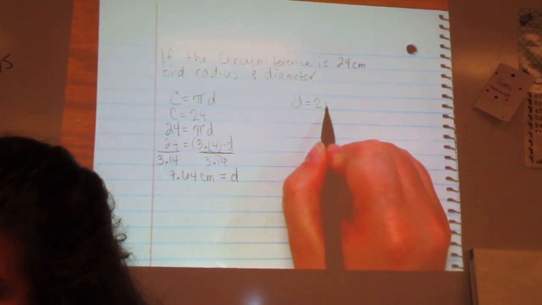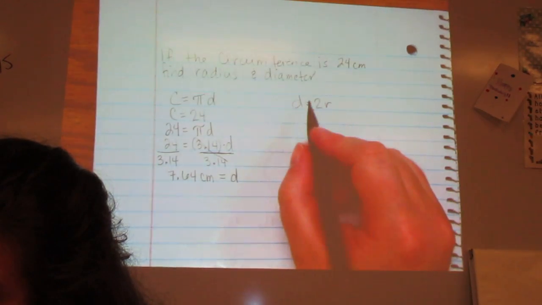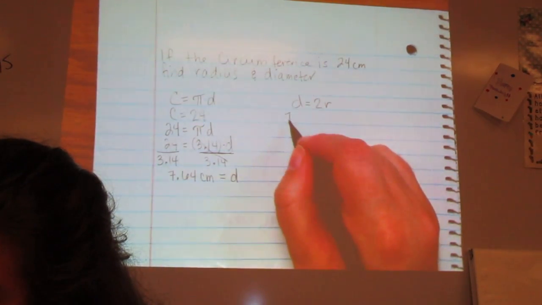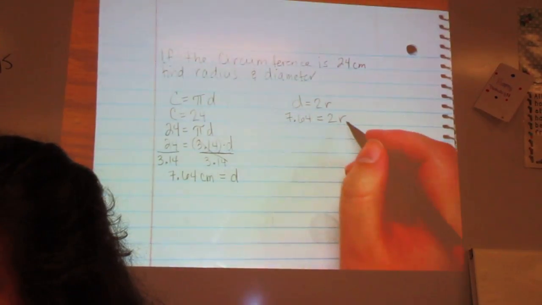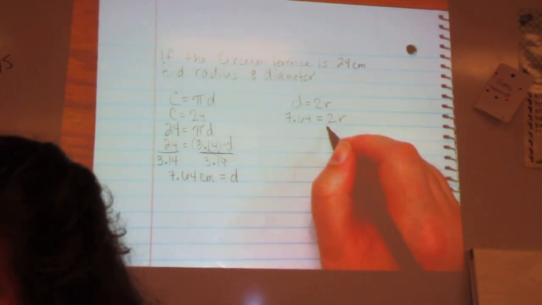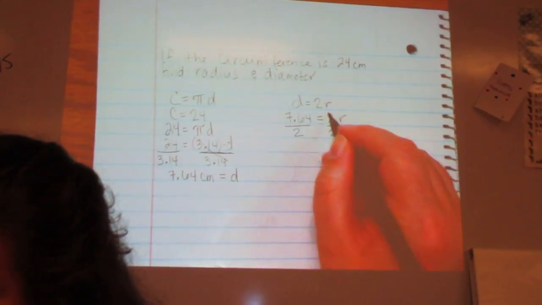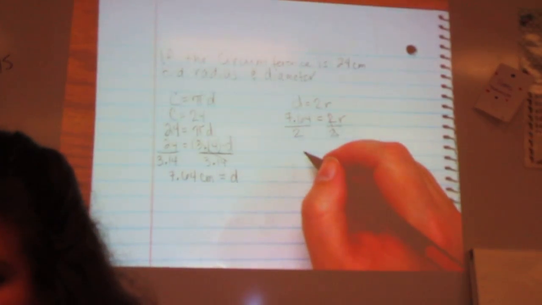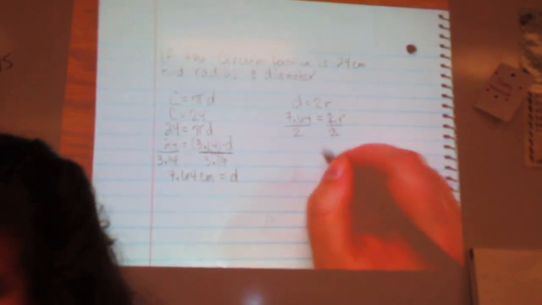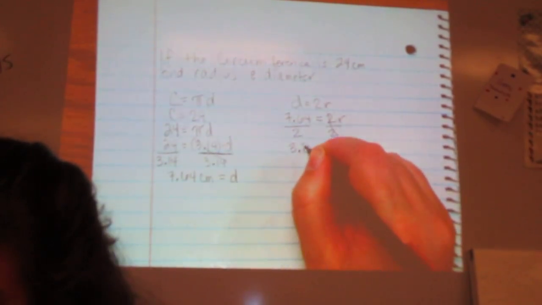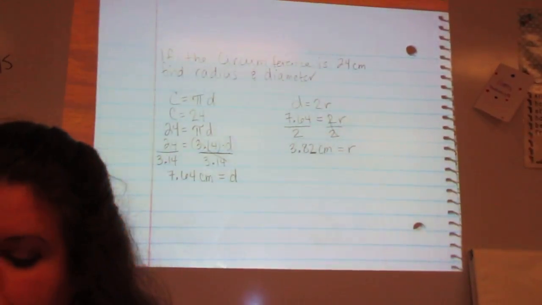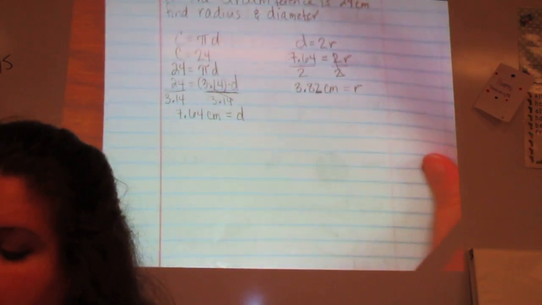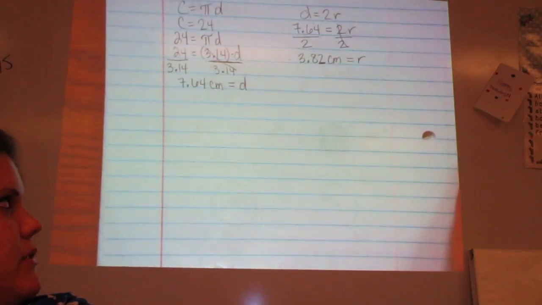It also asks me to find the radius. I know the diameter is 2 times the radius. So I know the diameter is 7.64. I now have an equation I can solve. This operation is multiplication. I'm going to do the inverse to both sides. Anything divided by itself is 1. And 7.64 divided by 2, or half of that, is 3.82 centimeters equals my radius. It's all about putting your values into your formulas and simplifying and solving.